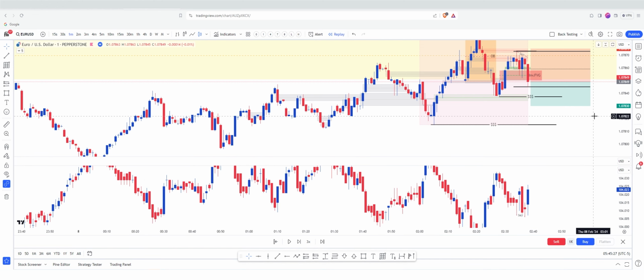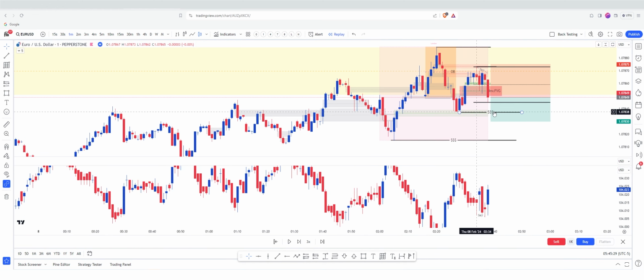This is where a little bit of discretion is needed. You could go break even at this point if you wanted to. I think that this would be a little bit keen. I would be more interested in going break even here.